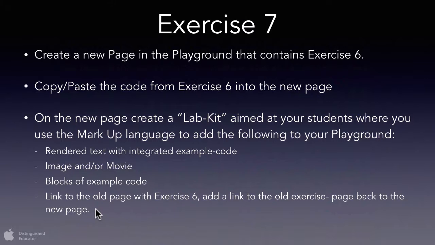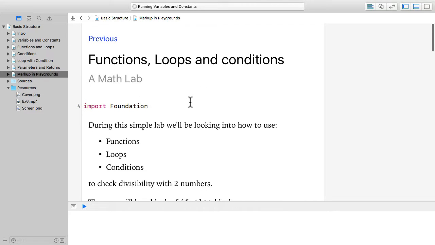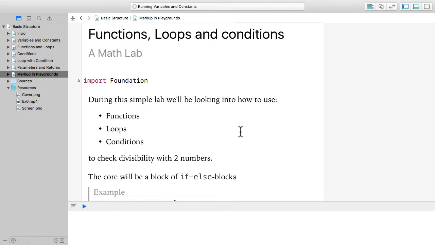Try this out yourself. If you feel a bit unsure about this, please just hang along for a while, I'll explain how to do this. Let's go into Xcode and look at my example. So this is the thing I've done. It looks kind of not too fancy, but the idea basically is to do a math lab that uses functions, loops and conditions to make a function that checks divisibility. I think you remember from the previous exercises.